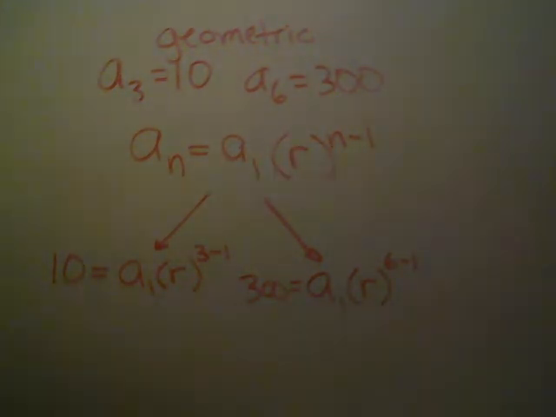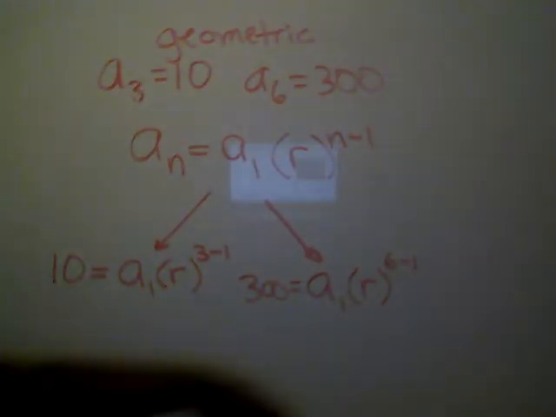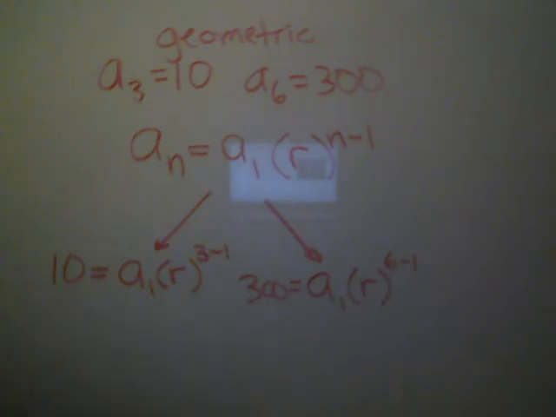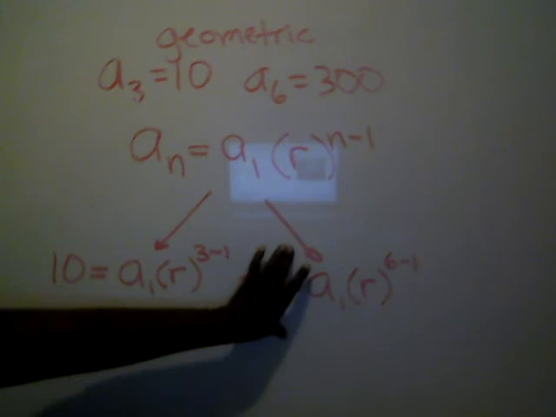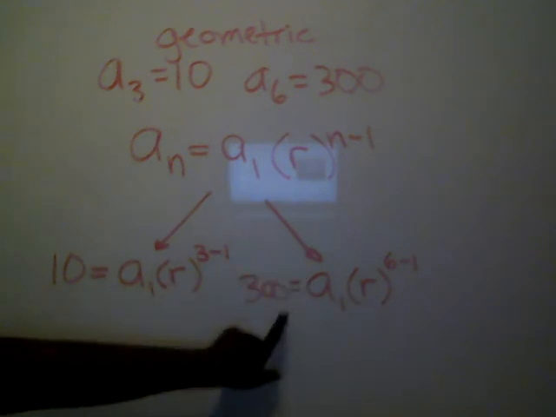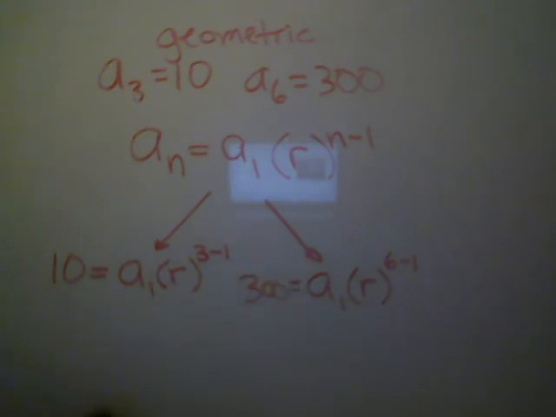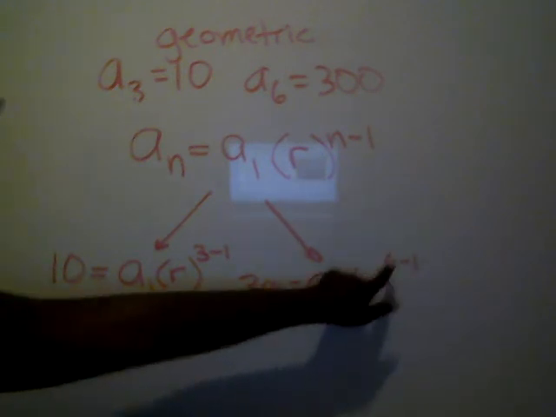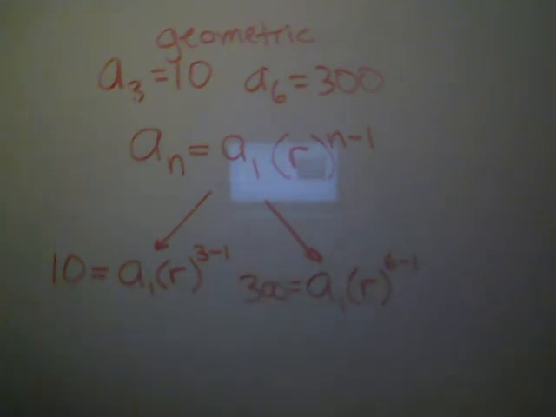Now your teacher may want you to do substitution where you solve for a1. I think that can be a little bit complicated because you're dealing with fractions if you do that. An easier way I would suggest is to just divide the two equations. It doesn't matter whether you do this one divided by that one or the other way around, but I would suggest that whichever one has the higher exponent, you put that one on the numerator, on the top.